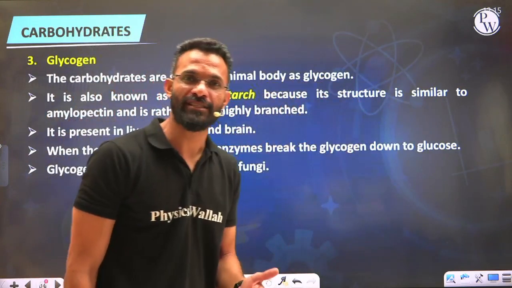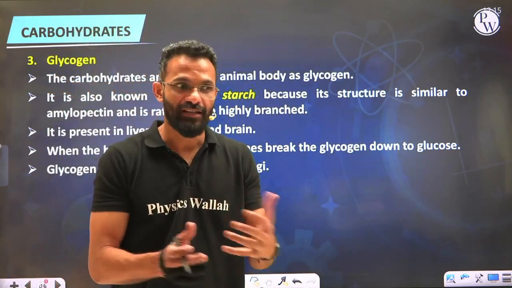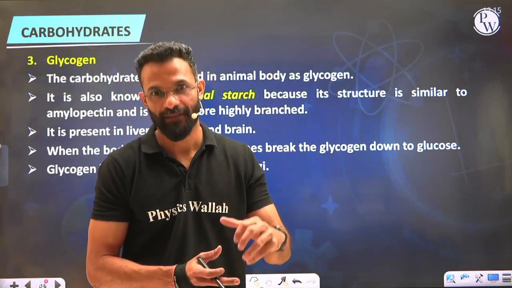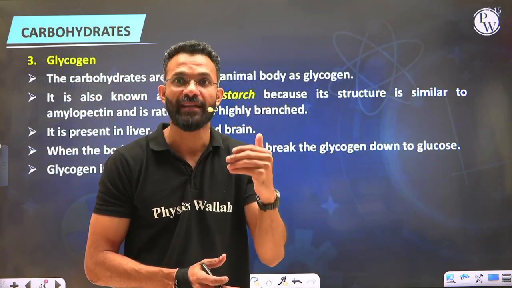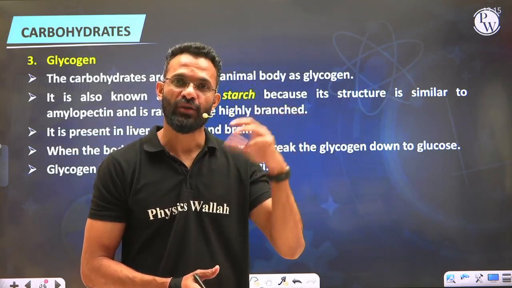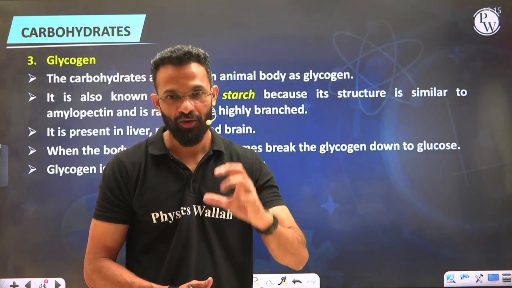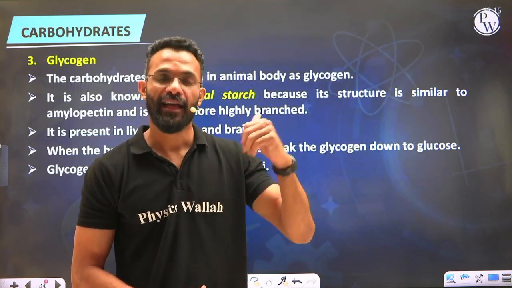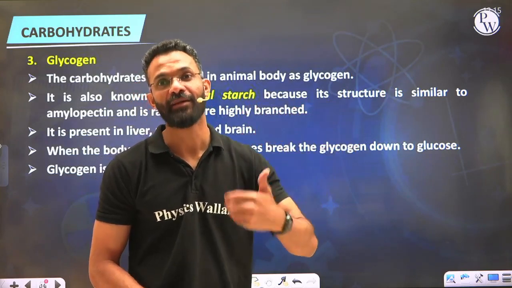This glycogen is sometimes also referred to as animal starch. Why? Starch in general we talk about in terms of plants, right? It has two important parts: amylose and amylopectin. Amylopectin is the branched one. So the structure of glycogen is similar to that of amylopectin. But amylopectin refers to plants and glycogen refers to the animal body, so you call it animal starch.